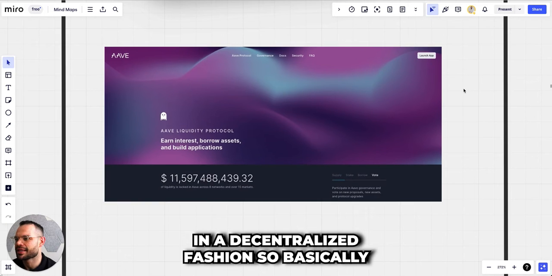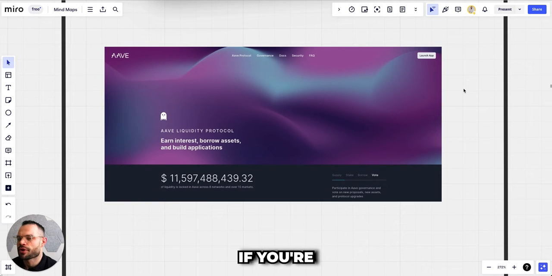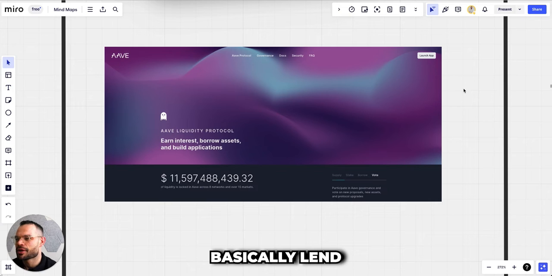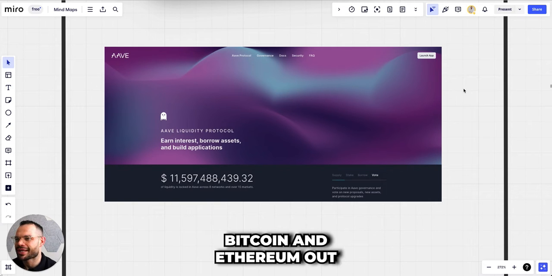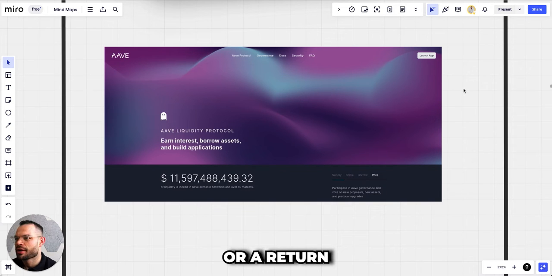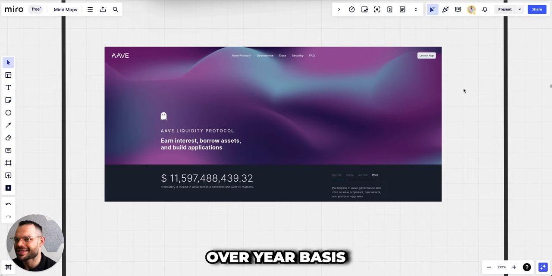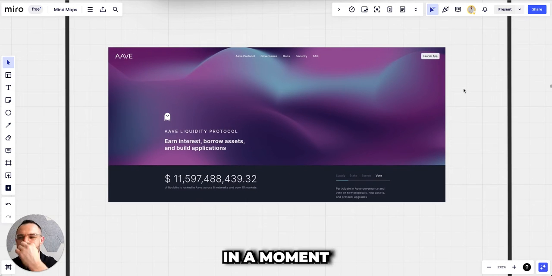So basically, if you're already an owner of assets like Bitcoin, Ethereum, and others, you can use the Aave liquidity protocol to lend your Bitcoin and Ethereum out and earn a yield or a return, and earn interest on your Bitcoin and Ethereum on a month-over-month, year-over-year basis. And all of this gets paid out in real time as well. We'll take a look at some examples in a moment.